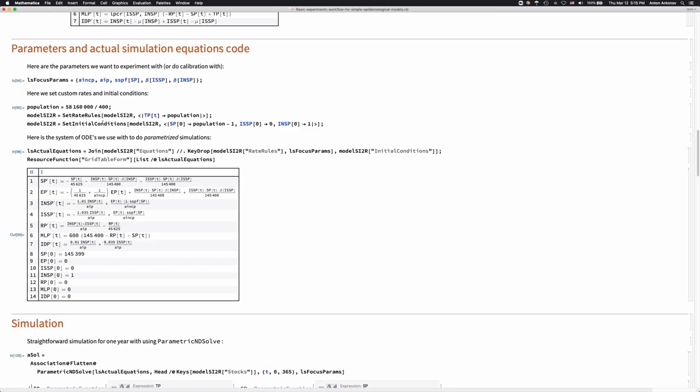This just shows how we actually produce the simulation equations code. I have selected a set of focus parameters. These are the rates: this is the incubation rate, this is the infectious rate, infectious period, and these are the severely symptomatic population fraction. And these are the contact numbers for the different infected populations. I have them separate. I assume if you are severely symptomatic, your contact rate is going to be different, and if you are normally symptomatic, again it's going to be different.